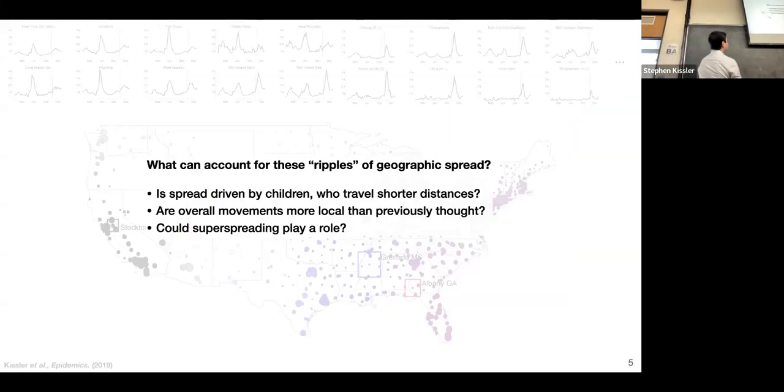So, a couple of hypotheses. One is that spread could be mainly driven by children who travel shorter distances. Maybe that explains the more localized spread since they're not getting on airplanes as often. Maybe overall movements are a lot more localized than we previously thought. Maybe we overestimated how much travel is happening on airplanes. And then this last one I think is interesting. There could be an element of super spreading in play here.